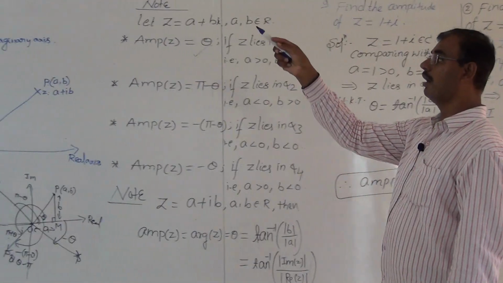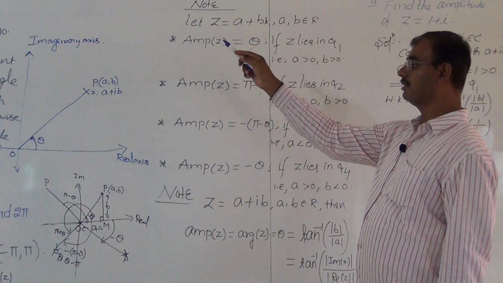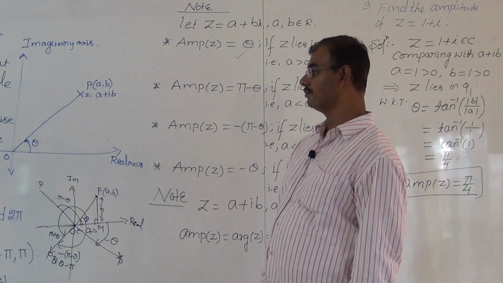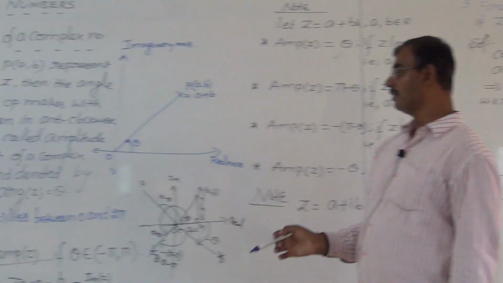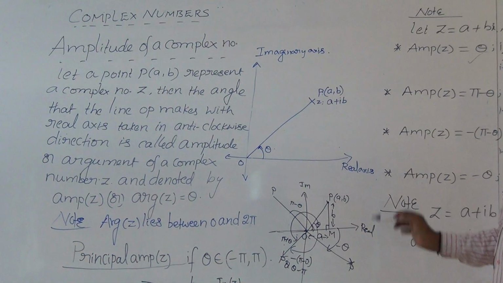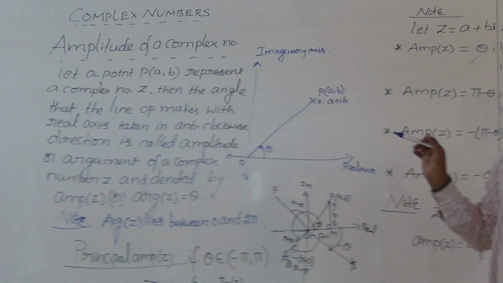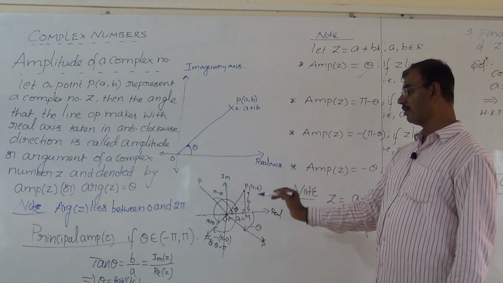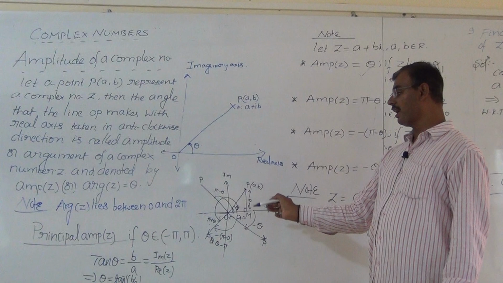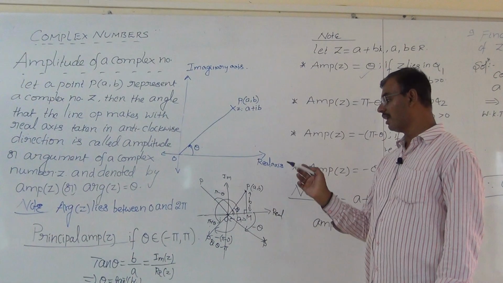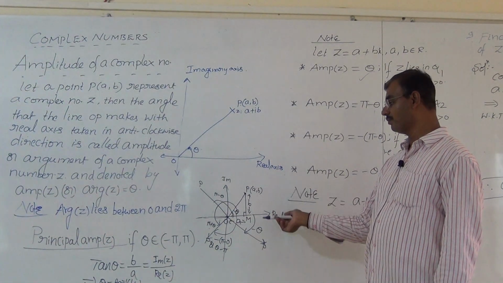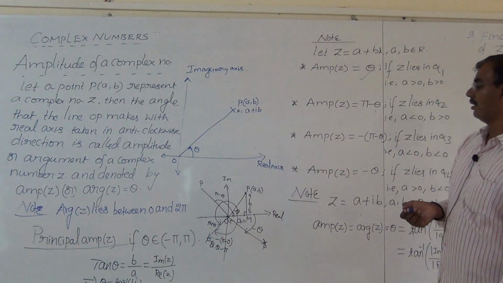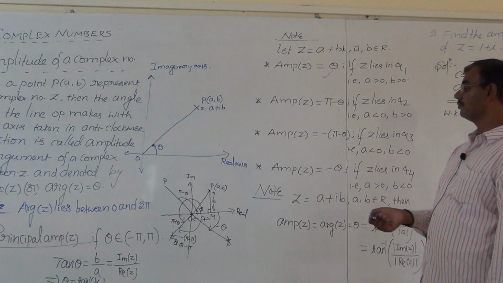What is the amplitude of a complex number? Theta is called the amplitude of a complex number. And arg of Z always lies between 0 and 2 pi. What is the principal amplitude of Z? To define it, the principal amplitude of Z lies between minus pi and pi. Theta lies between minus pi and pi. From this, we can calculate theta. Theta is equal to tan inverse of B by A.